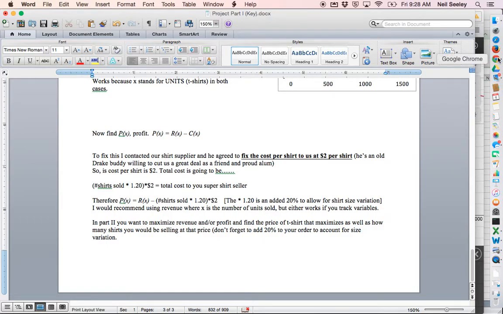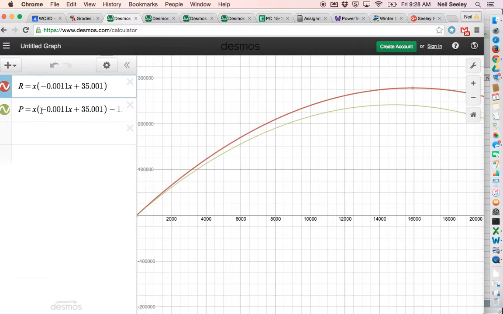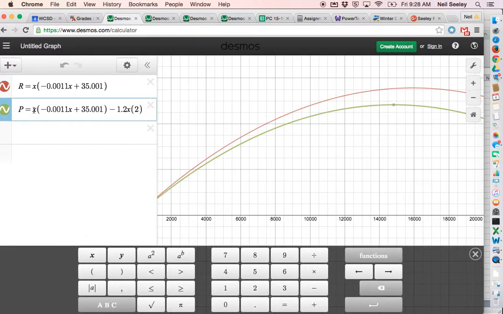So I went ahead and graphed that profit function so you can see a version of it, and I'll show it to you here. Here's our regular revenue function, just like above, minus 1.2 times the number of units X, remember X stands for units sold, times $2. So there's our cost right here. This is that function I was just showing you, and it gives us a pretty reasonable estimate of what our profit should look like.